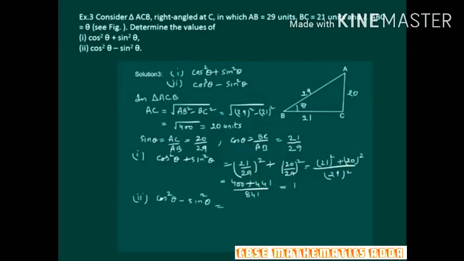Next one, cos square theta minus sin square theta. So cos square theta is 21 square over 29 square, minus sin square theta equal to 20 square over 29 square. So 21 square minus 20 square divided by 29 square, this equal to 441 minus 400 divided by 841, and here we will obtain this equal to 41 divided by 841.